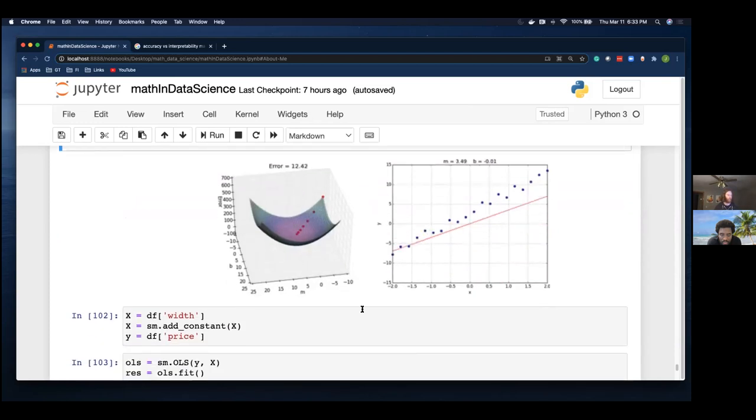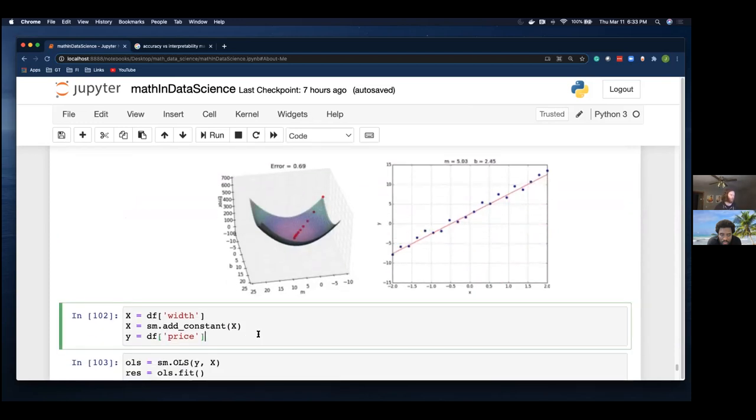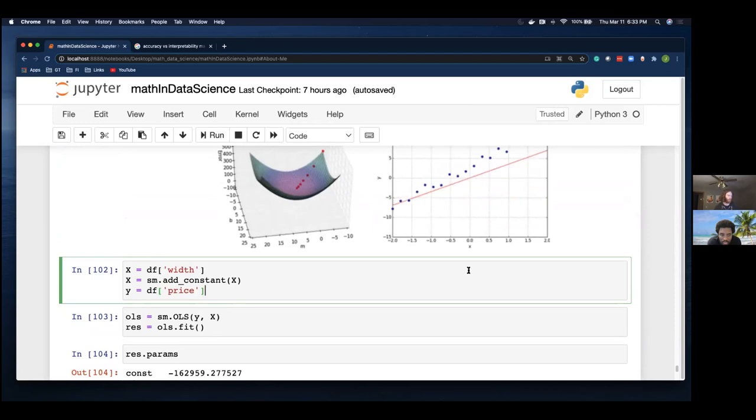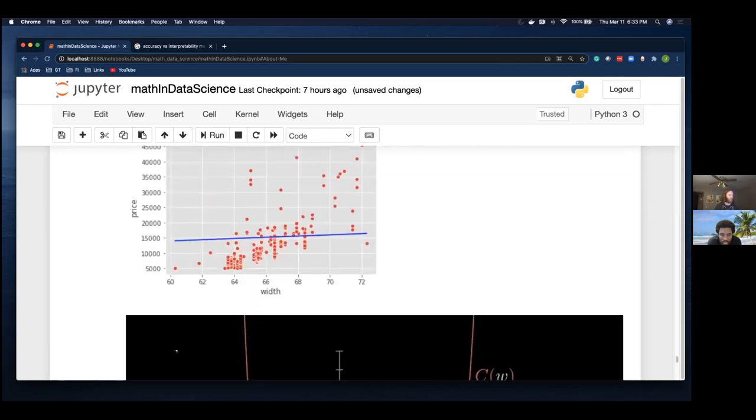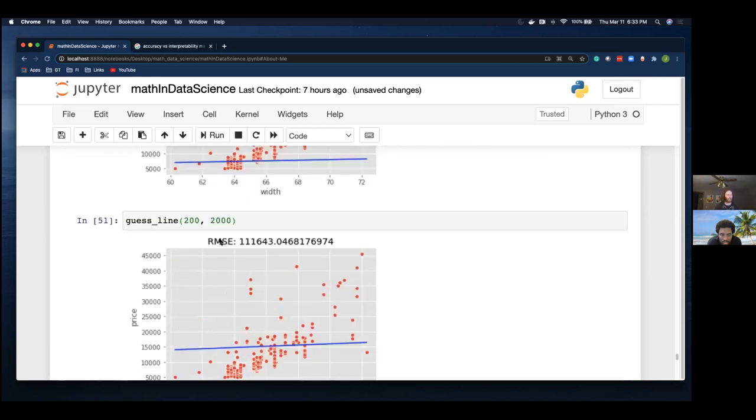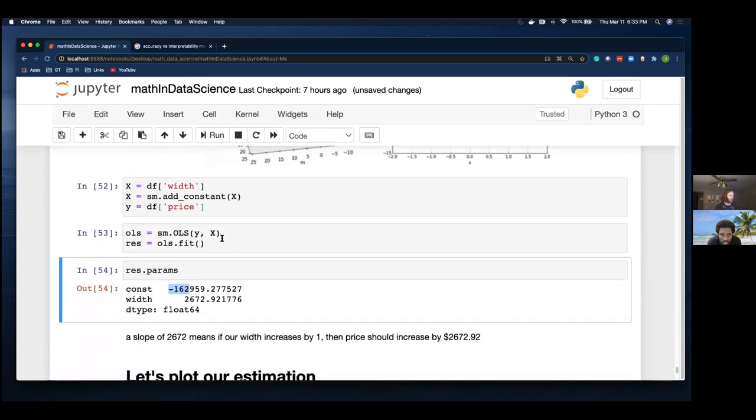So we will use ordinary least squares regression to do this. And what it tells us is that the optimal slope is 2,600, and the y-intercept is -162,000. If we take a look at my guesses, I was at 202,000, so I was not even close.